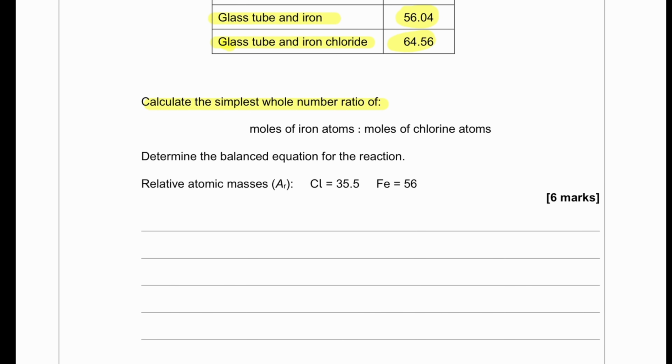Calculate the simplest number ratio of moles of iron atoms and moles of chlorine atoms. Determine the balanced equation for the reaction. So, first of all, we need to find out the mass of iron.